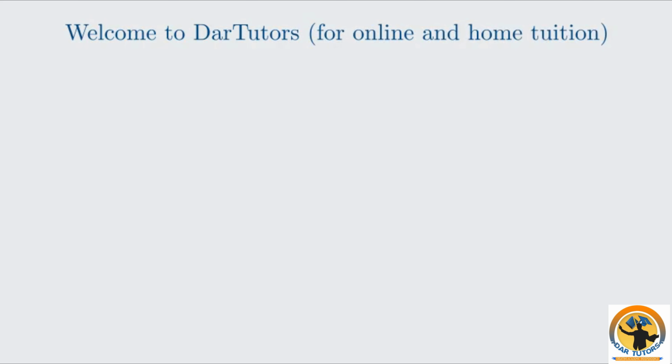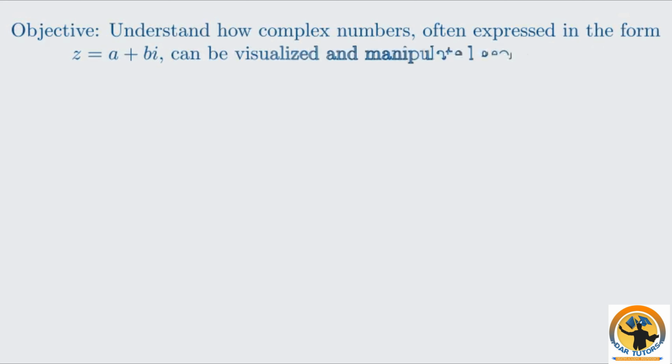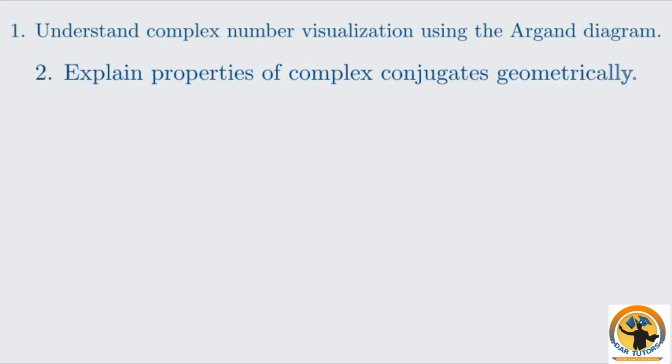and interpretation higher-level curriculum. Our main objective is to understand how complex numbers, often expressed in the form z equals a plus bi, can be visualized and manipulated geometrically. We'll begin with the Argand diagram and use it to explain a key property, the conjugate of a sum.